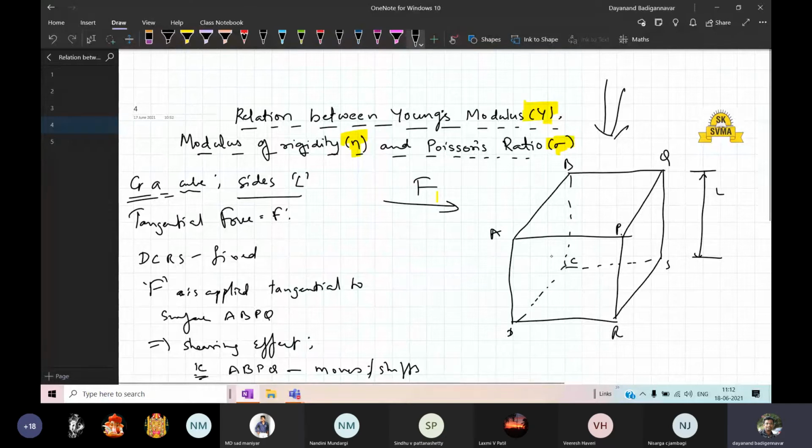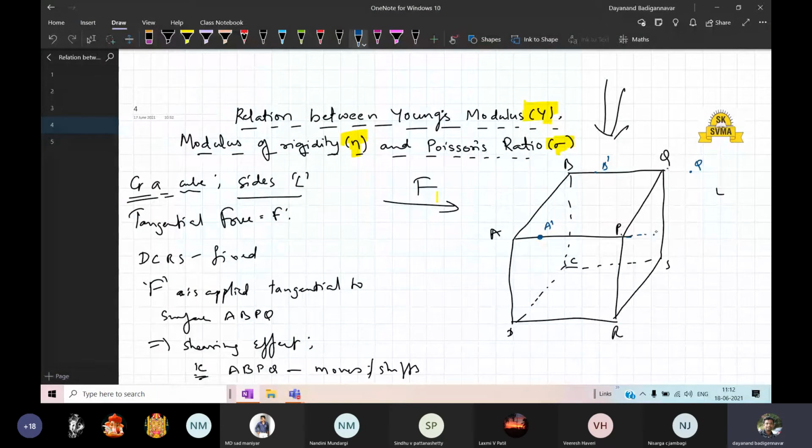Therefore, the point A shifts from A to A dash. Point B will shift to B dash like this. If I mark this as A dash, A will move to A dash, B will move to B dash, and Q and P will move to Q dash and P dash. So this is the case what you get. This is how the shearing effect takes place.